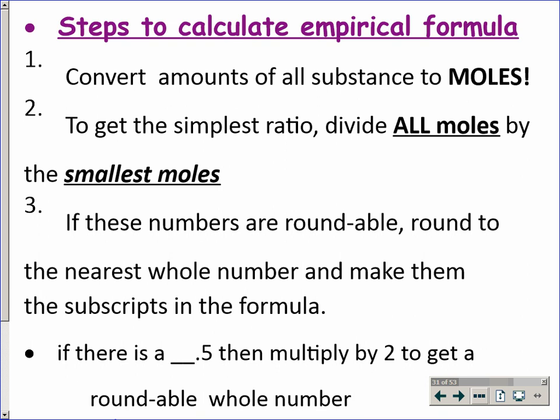If these numbers are roundable, round to the nearest whole number and make those numbers the subscripts of the formula. So I'm going to simplify this: round, and then subscript. So you're rounding the number you just got in part 2, and you're making it the subscript. And that, my friends, is the compound formula. That's the empirical formula. So here's the rules on rounding.